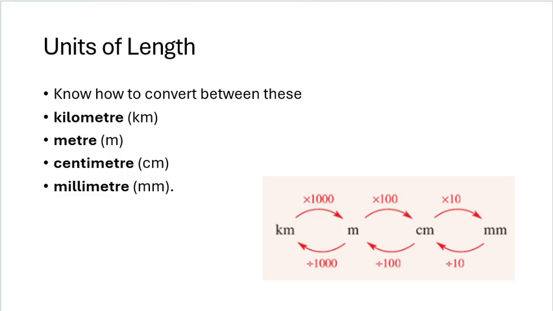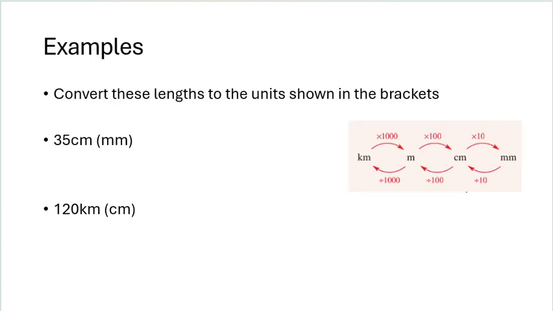So, your main units of length here. You're going to need to learn how to convert, and you also need to know what these little abbreviations mean. I'm pretty sure we've all dealt with this before. So you've got kilometer, meter, centimeter, and millimeter. This flowchart here is very important. It tells you how to convert between each of these units. So let's quickly do it.